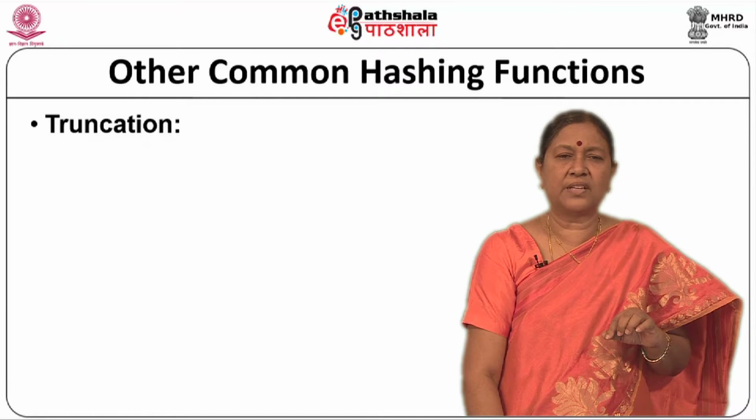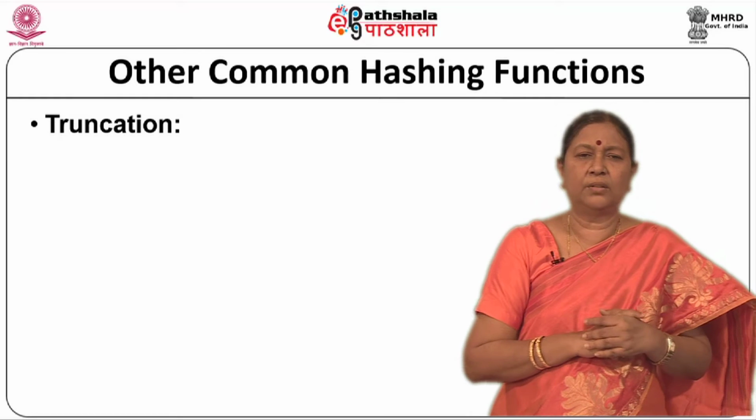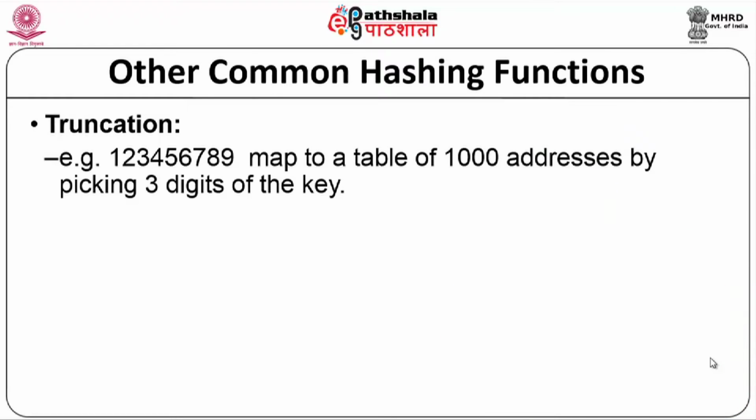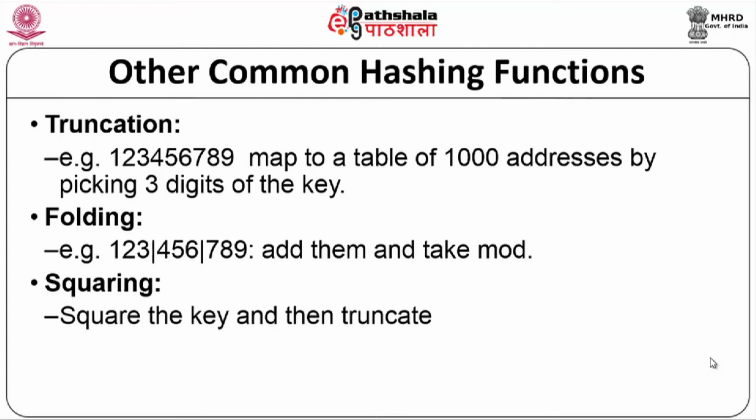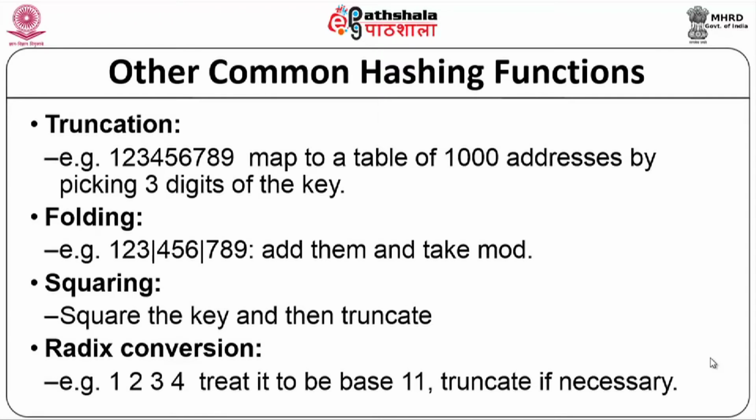Other common hashing functions are truncating. Suppose you have this value mapped to a table of 1000 addresses only, then pick 3 digits of the key randomly, that is one way. Folding you can do, and then take the fold and take the mod, which is a very common way of doing it. You can do squaring also, square the key and then truncate. Radix conversion also you can do, you take 1, 2, 3, 4, treat it as base 11 and truncate if necessary. So these are different methods in which hashing functions can be computed. It has to be fast, it has to be deterministic, and it should distribute the integers randomly. These are the conditions that we say.